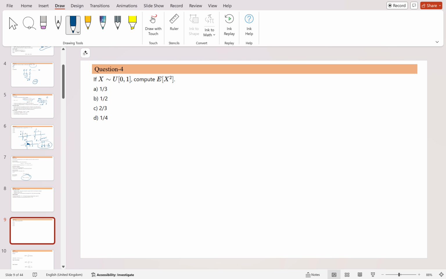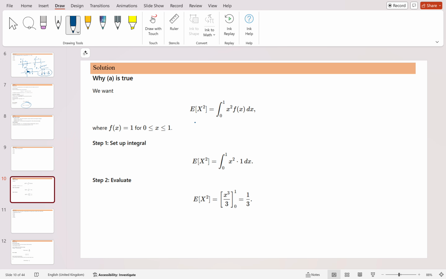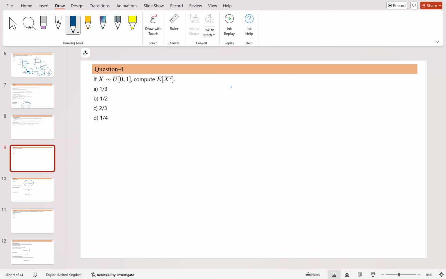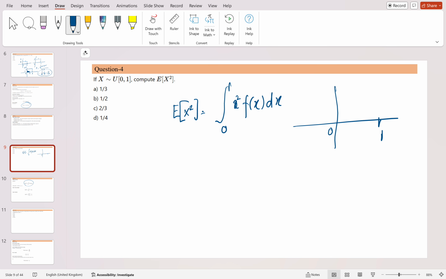Okay, let me give the solution for this. It is saying x is uniform distribution in between 0 to 1, so you have to compute E of x square. The basic formula for E of x square is the integral from 0 to 1 of x square f(x) dx. Here it could be any distribution, but we are talking about the uniform distribution in between 0 to 1.